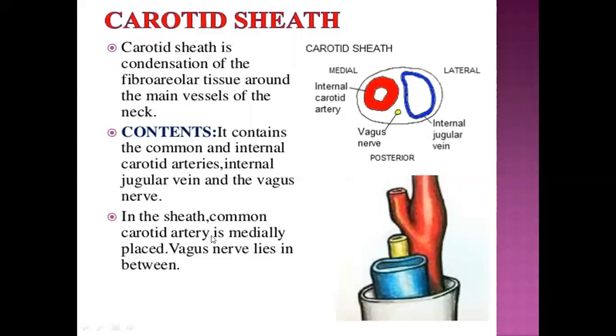In the sheath, the common carotid artery is medial, the vagus nerve lies in between, and the internal jugular vein is lateral. So these are the relations, and these three important structures are covered by the carotid sheath, which is formed by the fibroareolar tissue.